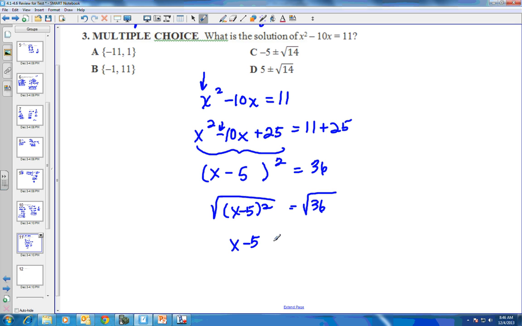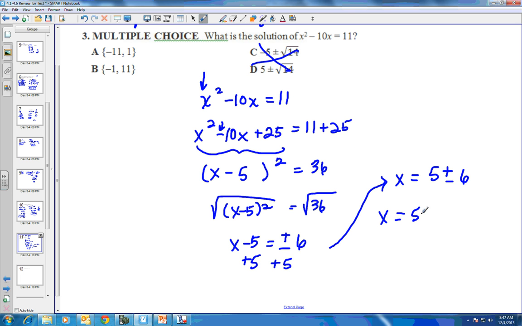4x minus 5 equals plus or minus 6. Add 5 to both sides. So I get x equals 5 plus or minus 6. So this is multiple choice, so we know these are out. I don't have any square roots left in my answer.